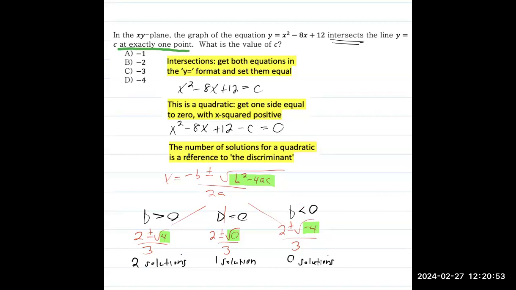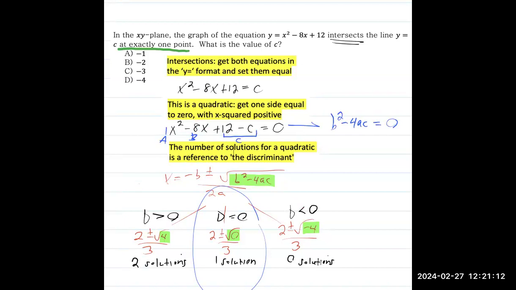So for us, we are right here, and we know that there's one solution. So we know that b squared minus 4ac must equal 0. Now the a is the invisible one in front of the x squared, the b is the minus 8, and the c is this 12 minus c.